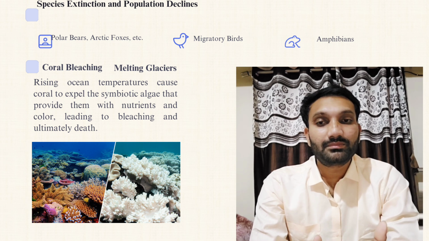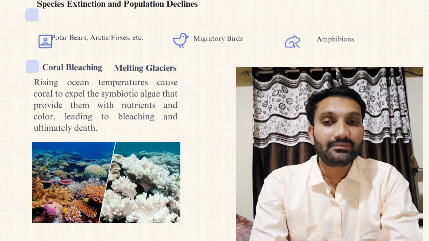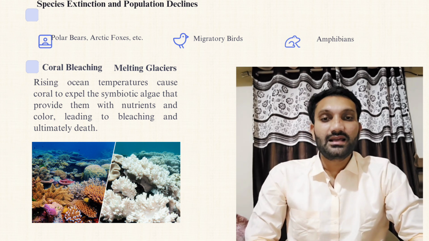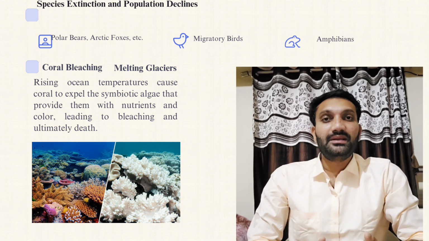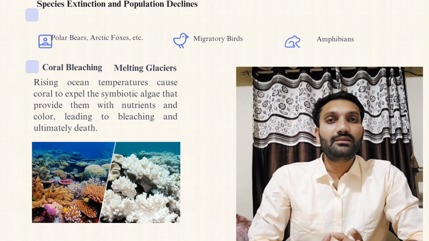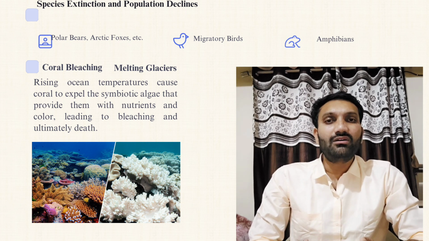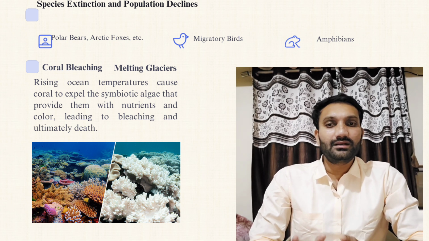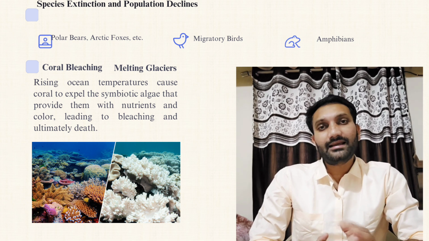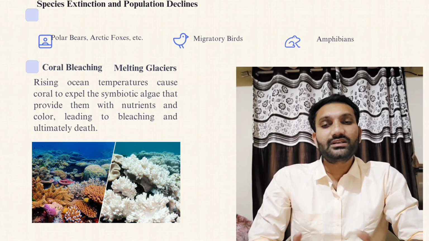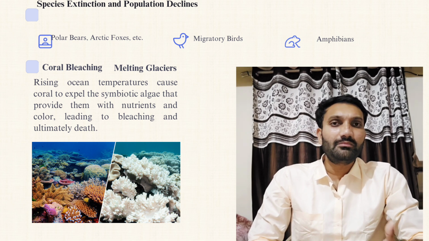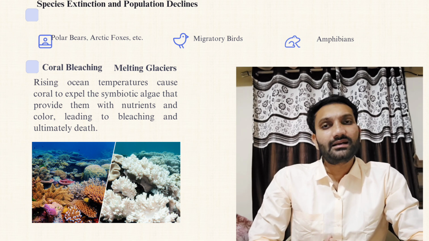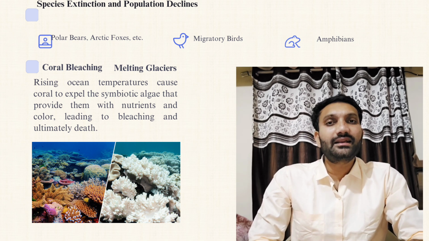I will give examples of some animals such as polar bears, Arctic foxes, migratory birds, and amphibians. These are the most vulnerable. Vulnerable means they are most at risk of extinction. The polar bears and Arctic foxes are present in the colder regions. So what will happen because of the rising temperature? The glaciers in the ocean will melt, and it will be difficult for the polar bears and Arctic foxes to survive. Along with that, the migratory birds.